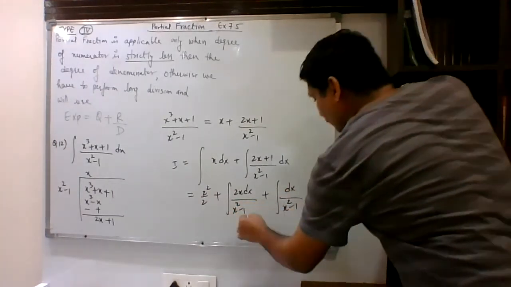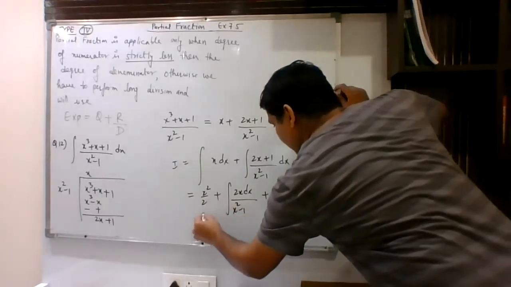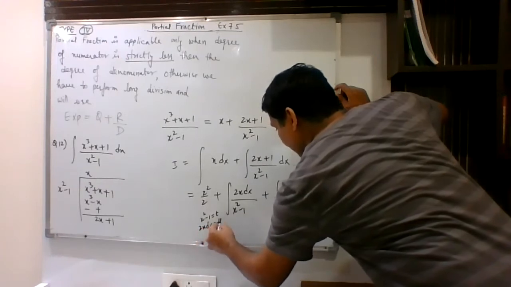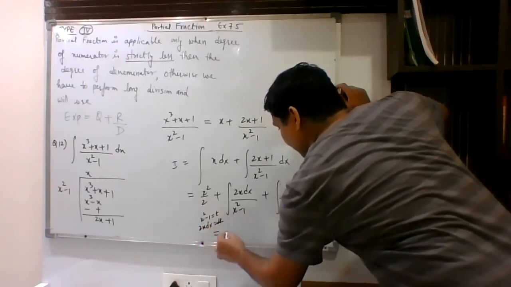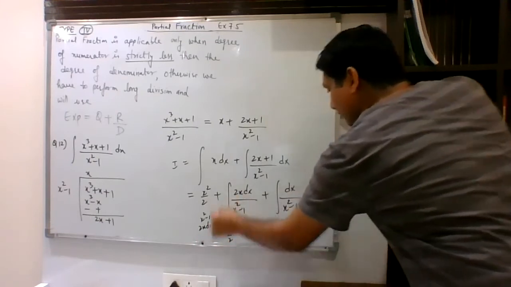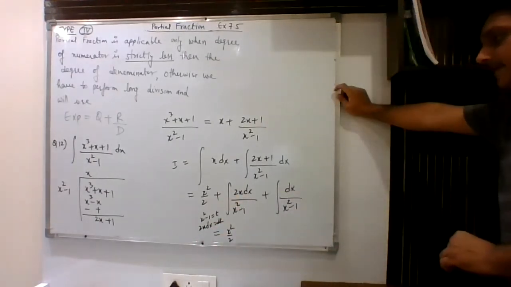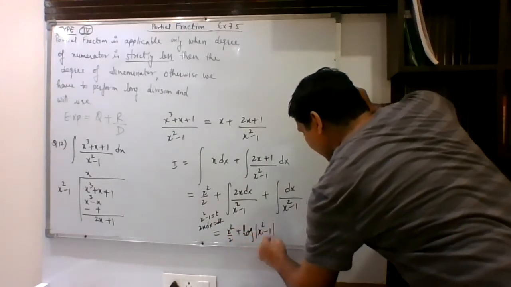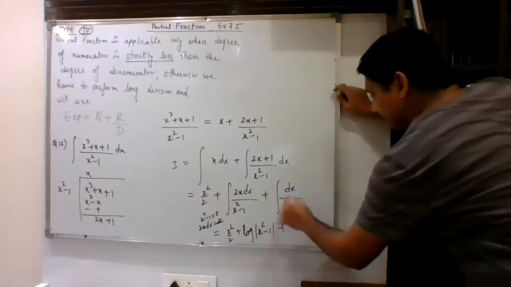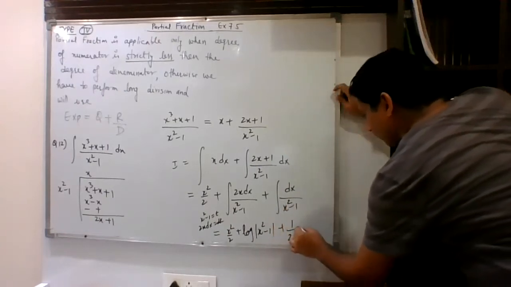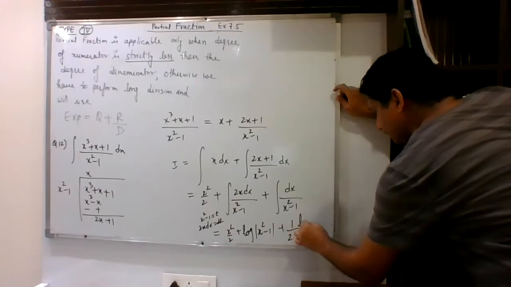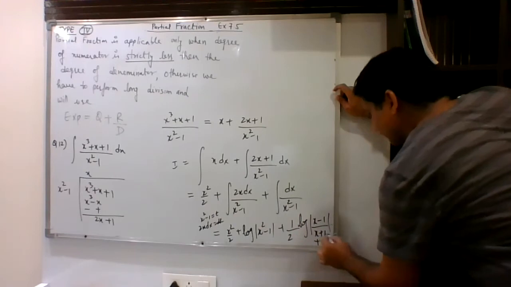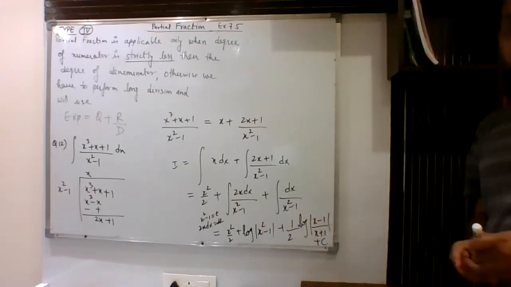So for this one, I have to apply substitution. For this, I will put x square minus 1 is equal to t. So its derivative will be 2x dx, that is equal to dt. So when you solve it further, this can be written as x square upon 2, and when you integrate this, it will become dt upon t. So it will become log of x square minus 1. And this is the correct formula: 1 upon 2a log of x minus a upon x plus a, plus C. This will be the final answer.